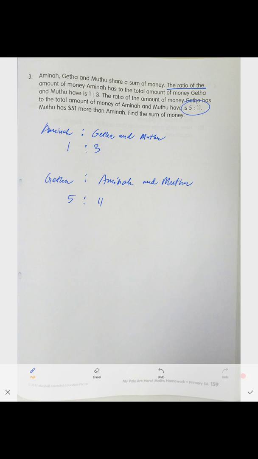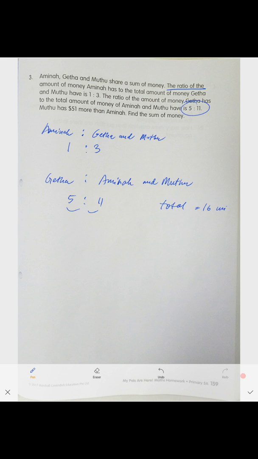Now we have 2 ratios, right? So this is again testing your ability to bring to equivalent ratio. So 5 plus 11 is total 16 units, right? And here is total 4 units. So how do we bring from total of 4 units to total of 16 units? We need to multiply it by 4.